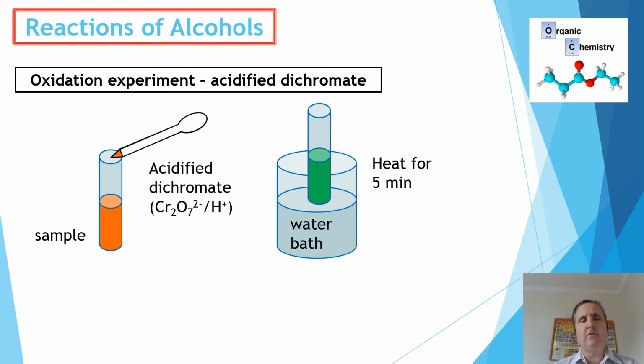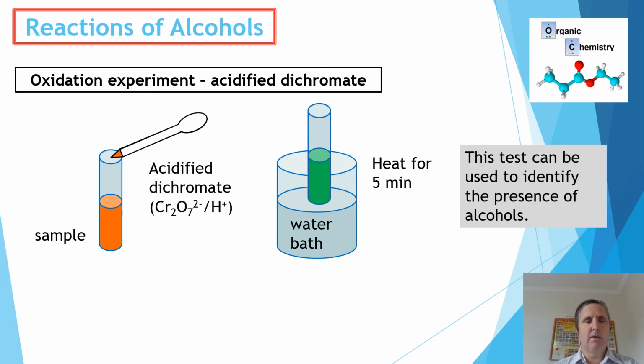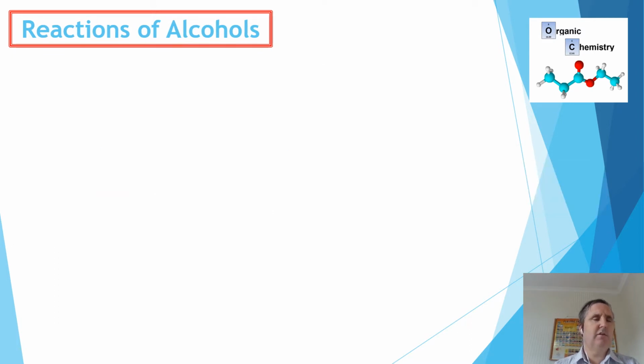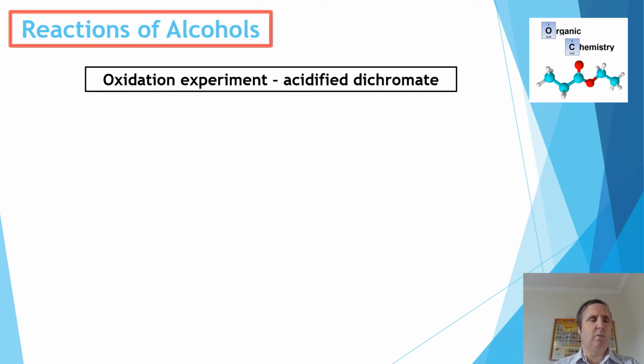That going from orange to green-blue is a positive test for an alcohol being present. It's also a test for another type of organic compound, but not one that's important in level 2 chemistry. So the test can be used to identify the presence of alcohols. You would say that if the solution changes from orange to blue-green, then an alcohol is present. We have a second test that we use to test whether an alcohol is present in an unknown sample.